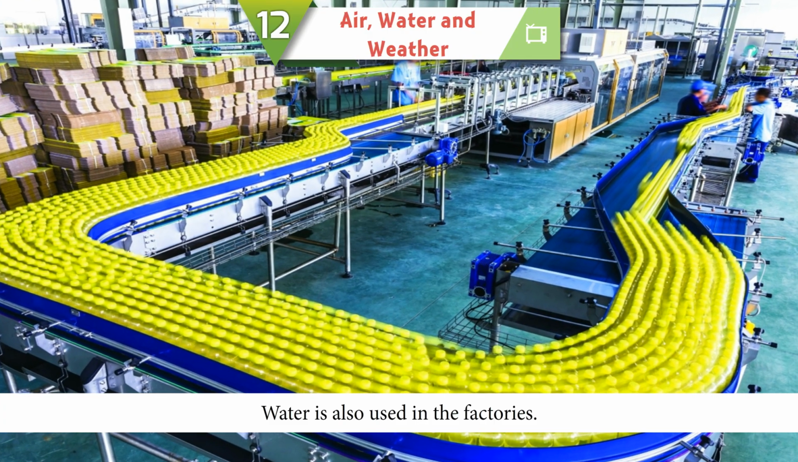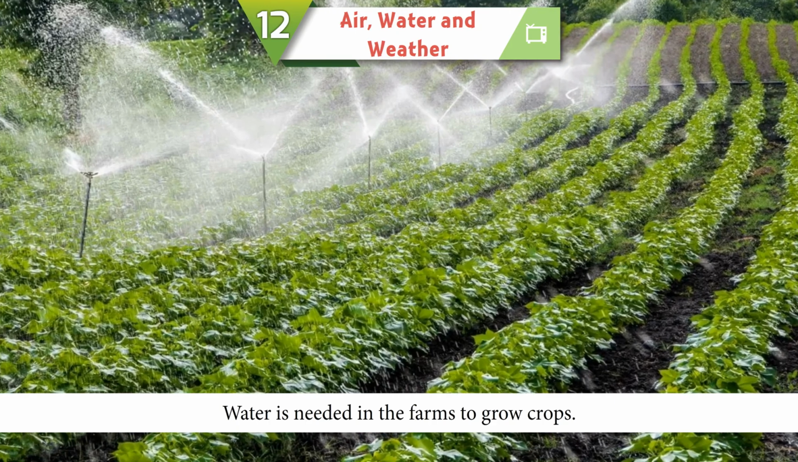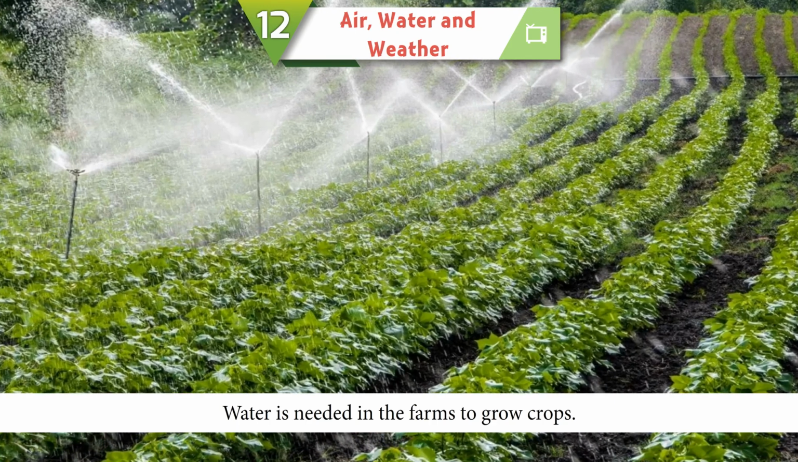Water is also used in the factories. Water is needed to generate electricity. Water is needed in the farms to grow crops.